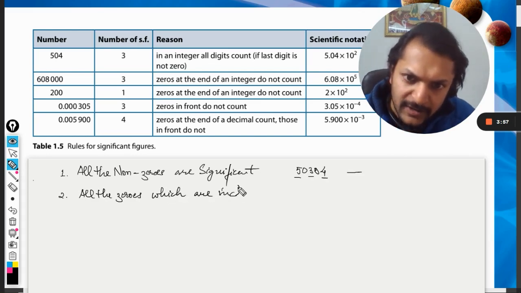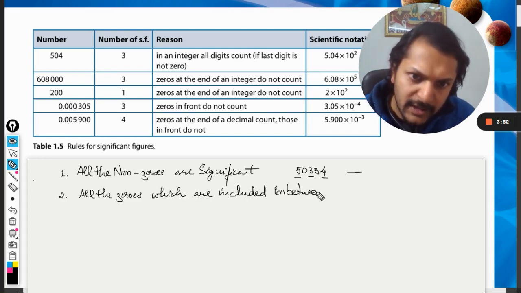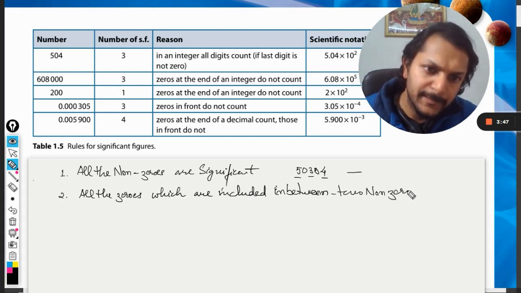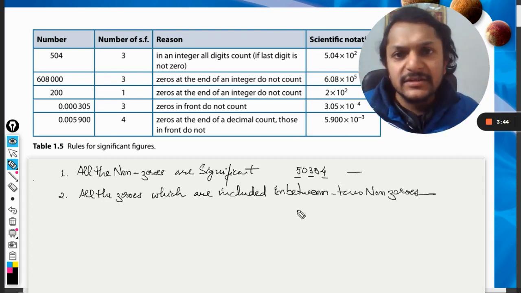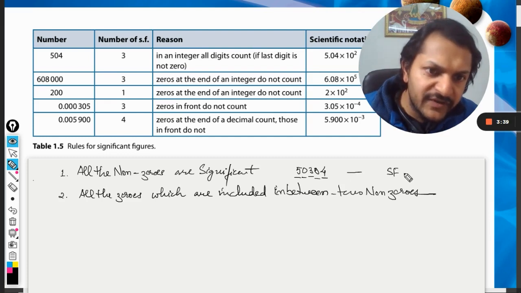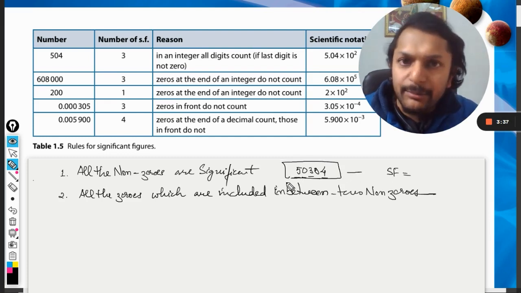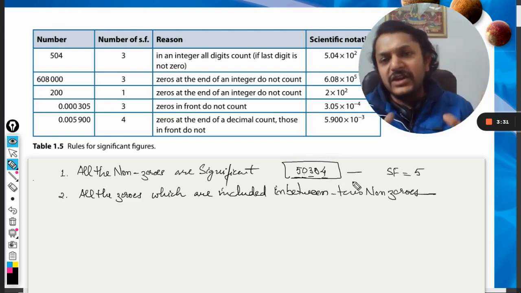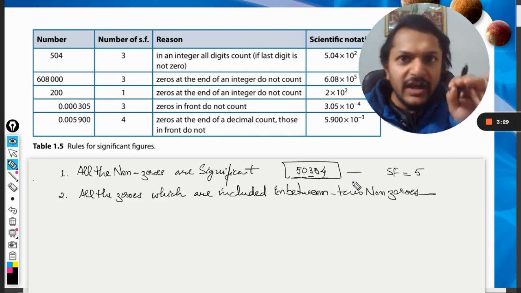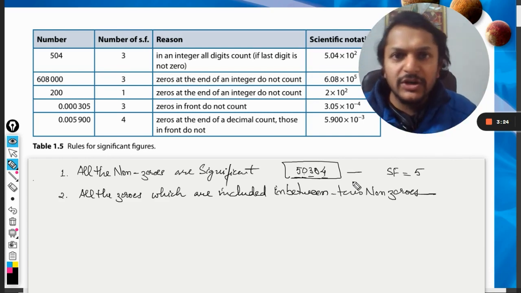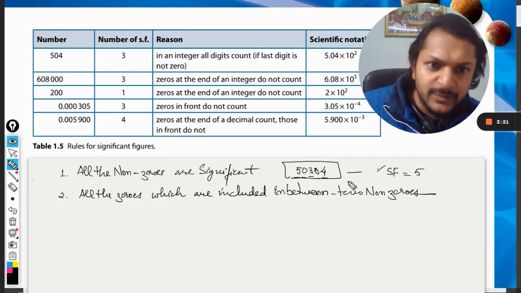Rule number two is all these zeros which are included in between two non-zeros, they will be taken as significant. So we are considering these zeros also. So how many significant figures are there in particularly this example? 1, 2, 3, 4, 5. So there are 5 significant figures in this number. 3 are non-zeros, 2 are zeros which are included in between the non-zeros. They will also be included. So there are 5 significant figures for this example.